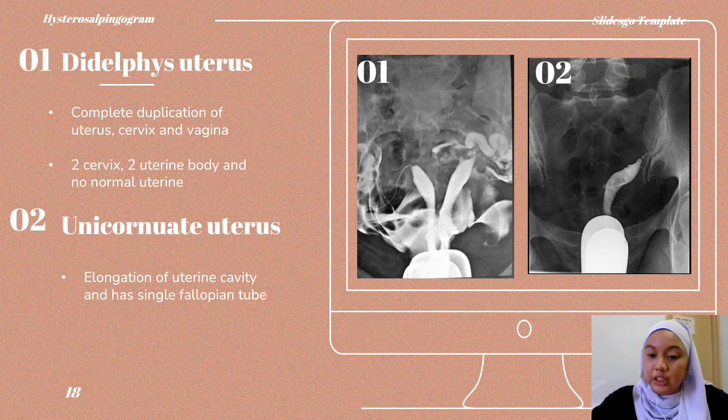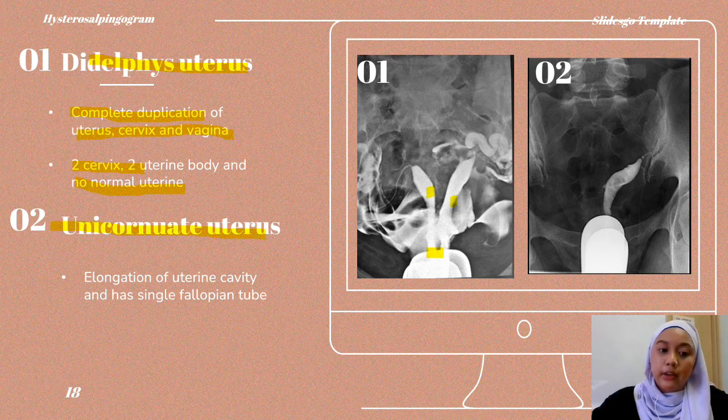So for the conclusion, we're going to be looking into a few image diagnoses from the HSG procedure. The first is Didelphys uterus, which is picture number 1. This is a condition where there's a complete duplication of the uterus, cervix, and vagina. As you can see in the picture, there are two uterine bodies and two cervixes, and there will be no normal uterus. That is called the Didelphys uterus.